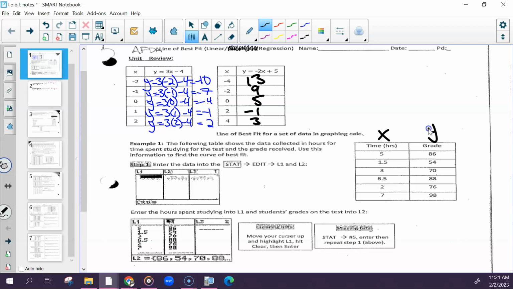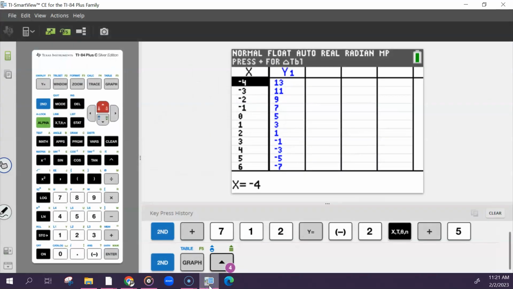Once you know which one is x and which one is y, you can put these into your calculator. So we're going to go into stat, which is right next to the arrows.